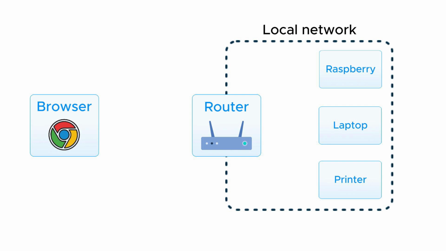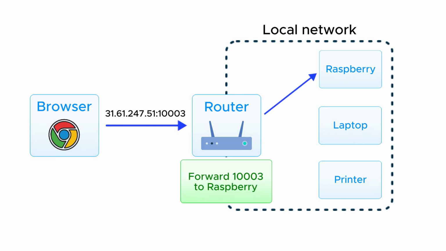In general, to call any service running inside your local network, you need two things. Your router public IP address, to be able to call it, and proper router configuration that will accept such call and forward it to desired device within your local network. That's the reason why we had to set up port forwarding.